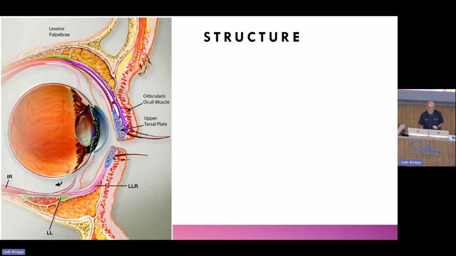Let's quickly go through some anatomy. This doesn't need to be in crazy detail, but in a nutshell, the eyelid is what we call a bilamellar structure, as in there's two main layers. There's actually three, but let's just talk about two. One is a hard fibrous layer called the tarsal plate. Okay, so this is hard connective tissue. There's an upper tarsal plate and a lower tarsal plate.